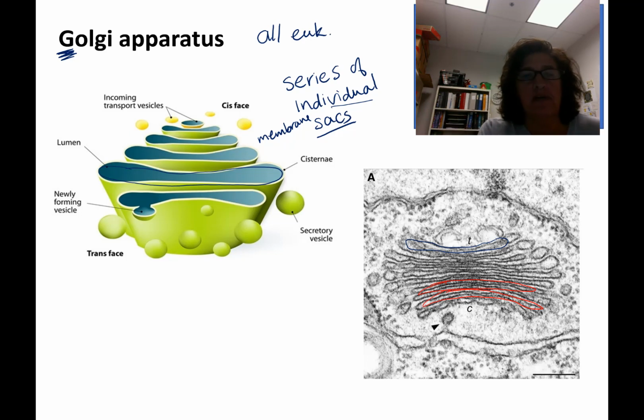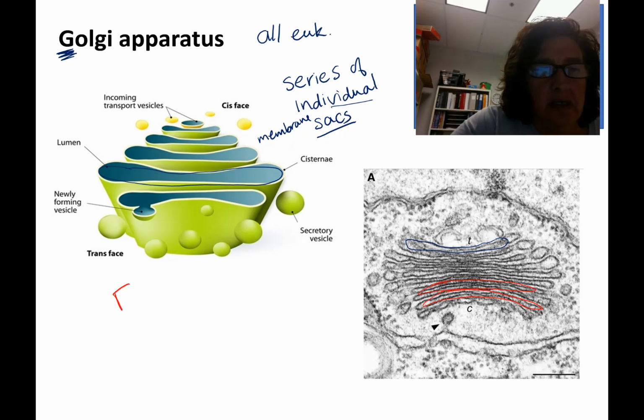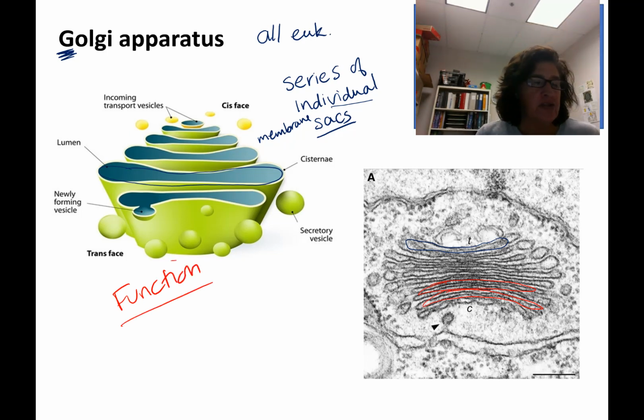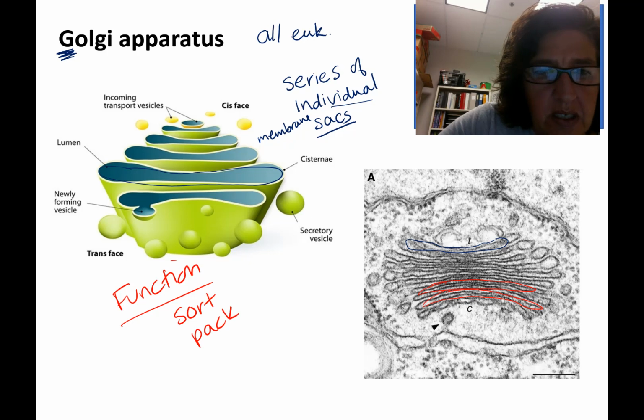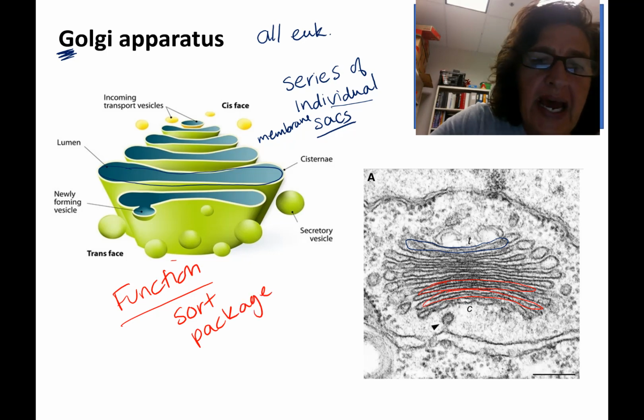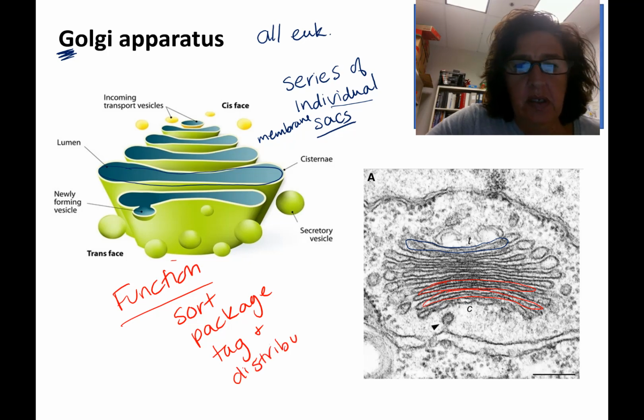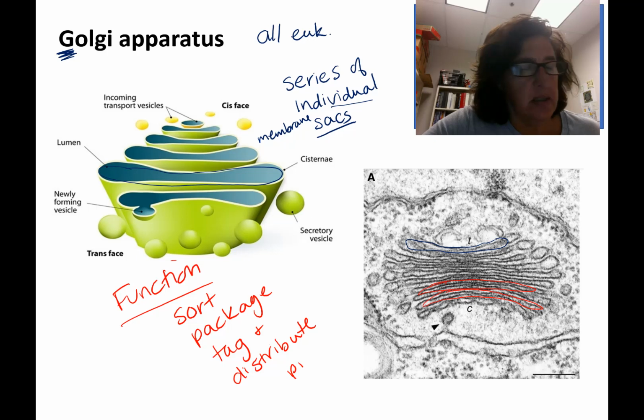The function of the Golgi is to sort, package, tag, and distribute. Okay, so let's write that. Sort, package, tag, and distribute proteins and lipids.